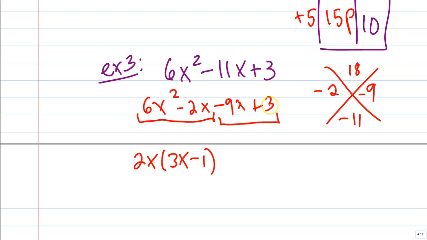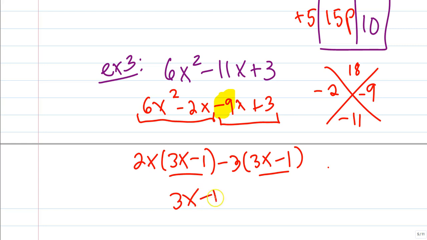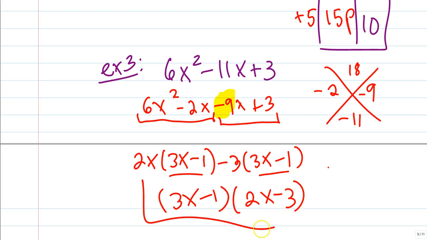Group the second two. What do they have in common? Not just a 3. Catch, if the leading coefficient's negative, pull out the negative with the 3 so that I end up with 3x minus 1. These two have what in common? Times... let's keep going.